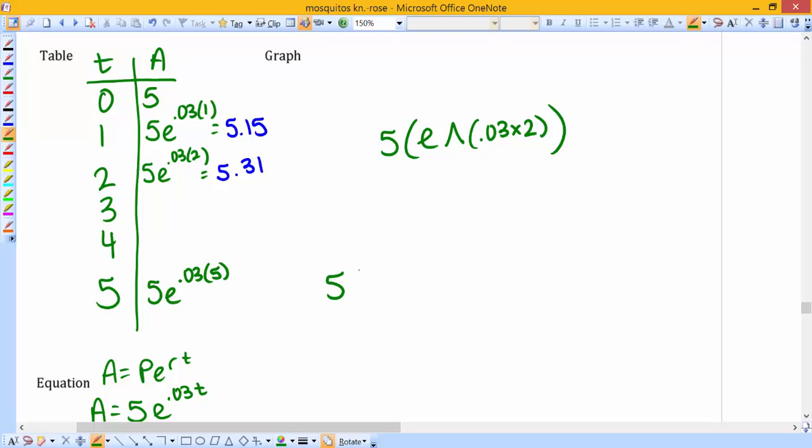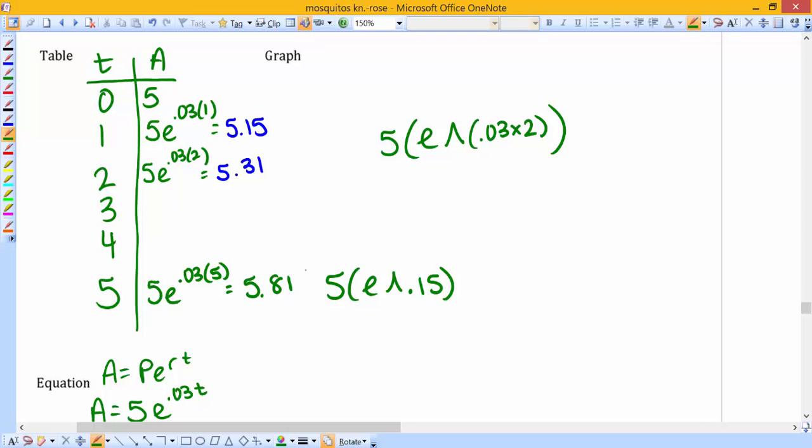So 5e caret 0.15. So 5e, using my calculator, and I get 5.81.